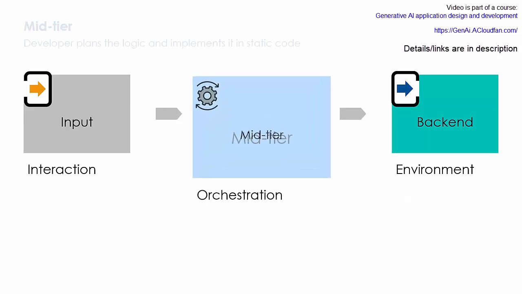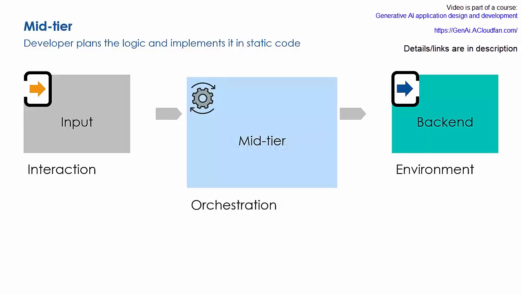Let's double-click on the orchestration tier. The orchestration layer, or the mid-tier, is static in nature. It is built by the application developer based on the application or the task requirements. The developer plans the orchestration logic and then implements the plan in the form of static code. This application code can interact with its environment via the interfaces exposed by the backend systems or applications.